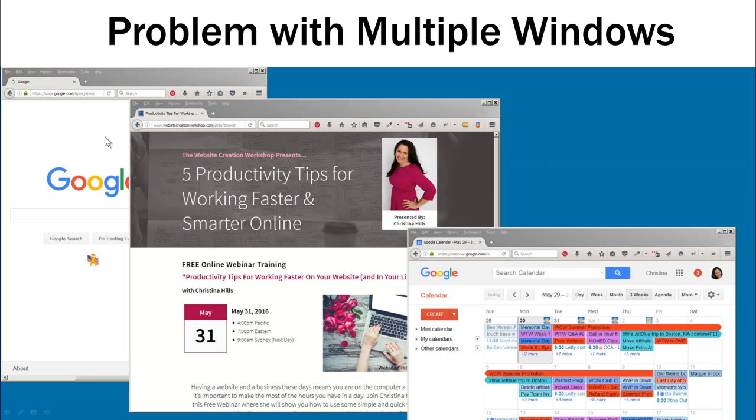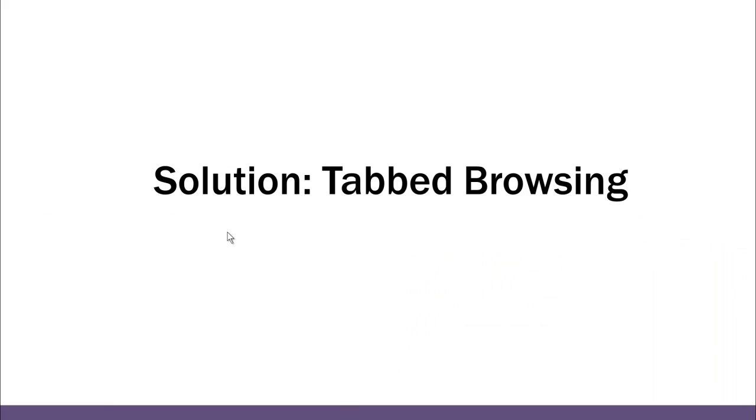You've got one window up and then you want to switch to another website. You bring this one up and then it's obscured. I wanted to bring my calendar up to see if I could make the webinar, and you're going back and forth, and it's really hard to function and work quickly. Because with these productivity tips, I want to help you to work faster. So the solution is tabbed browsing.